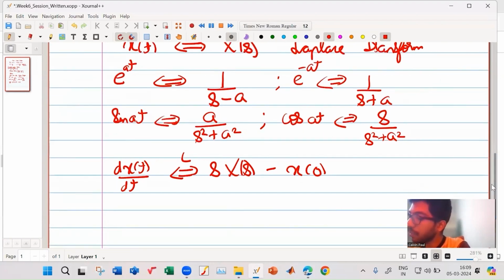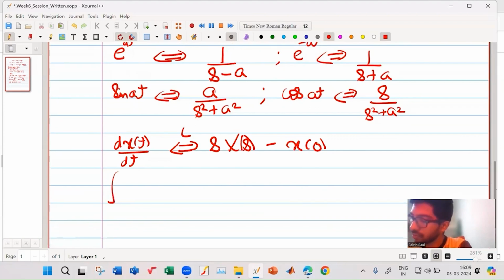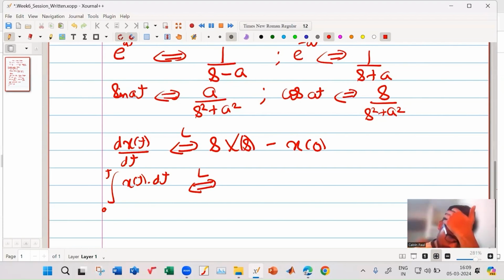What is the Laplace transform of the integration of x of t dt? That is equal to x of s by s. Yes, x of s by s. Correct. I hope this part is clear, right?